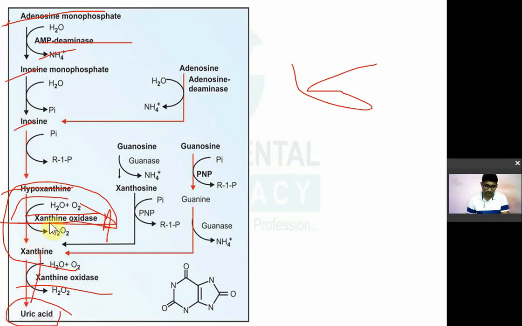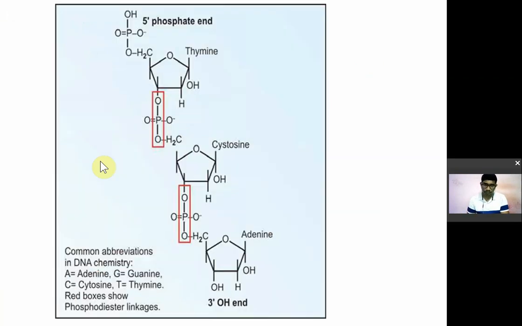Remember, these two nucleotides are bound together by a phosphodiester bond. See, phosphodiester: R-O-R is known as an ester, then again R-O-R, diester. Phosphate is there, so a phosphodiester bond. These three nucleotides are held together by two phosphodiester bonds. With three nucleotides, there are two phosphodiester bonds; with 10 nucleotides, there will be 9 phosphodiester bonds.